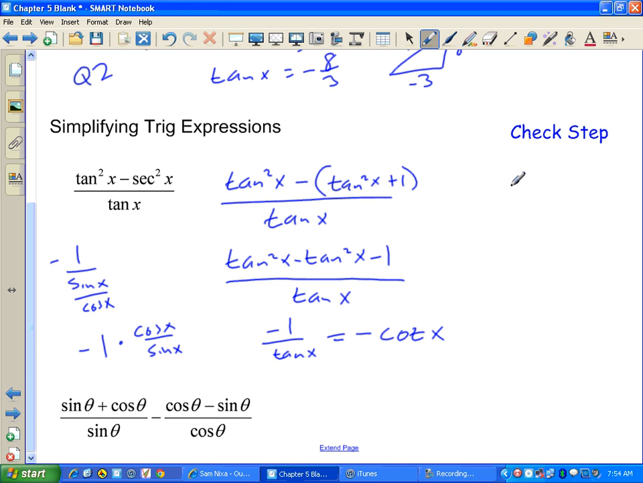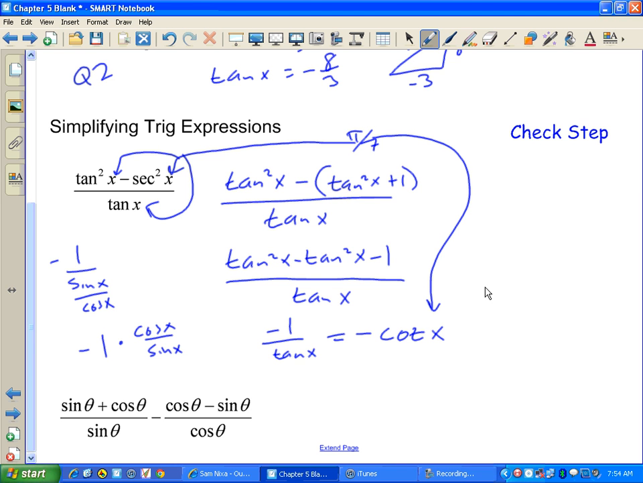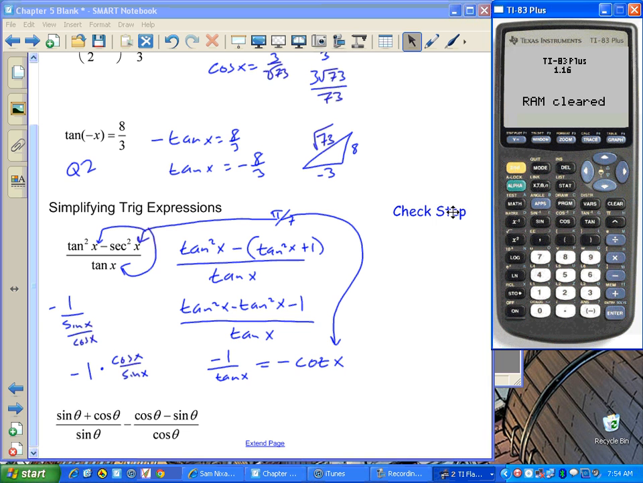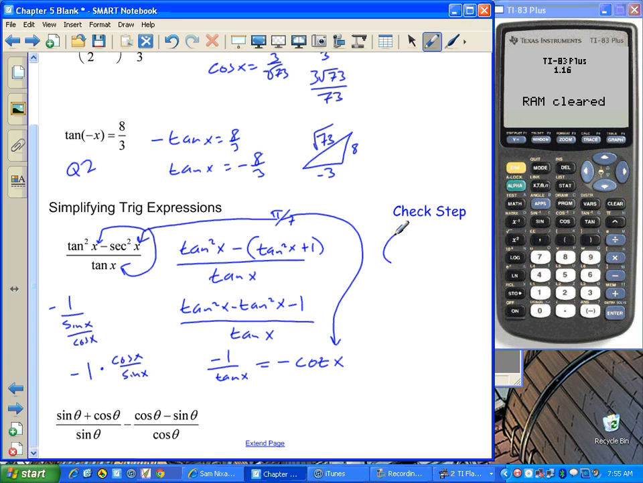Your check step here is to pick a value, something that's not necessarily from your unit circle. So maybe pi over 7. I'm going to put pi over 7 in here, and here, and here, and see what number I get out. And I'm also going to put pi over 7 in here, and I should get the same thing out. So that's your check step. Just be careful when you're typing this in your calculator. So I'll show you how to do that. Okay, so in your calculator, you have to make sure you set this up right. So we're going to need parentheses around our numerator.